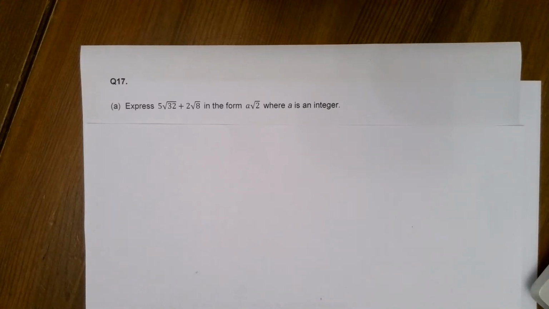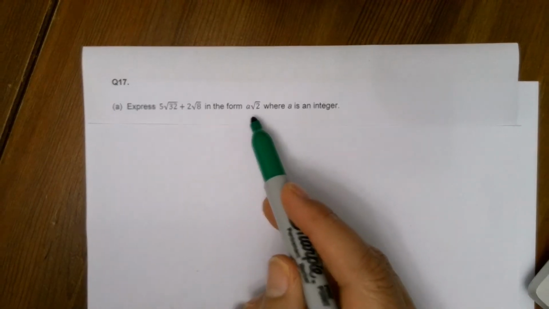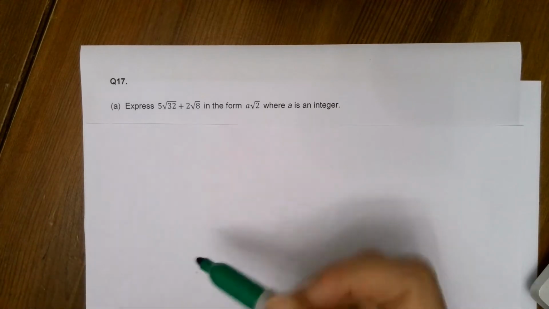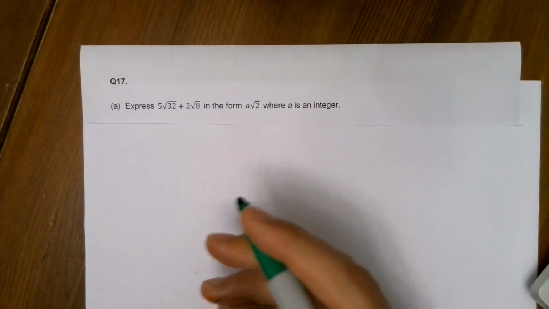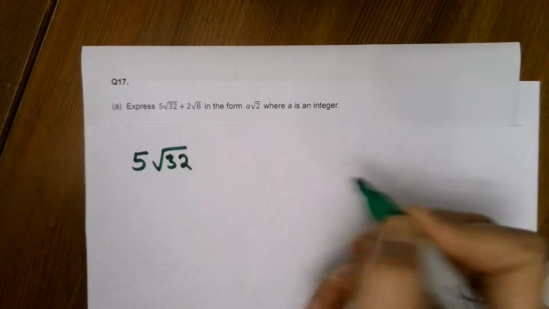So we're asked to put this expression into the form a root 2. So I want to change both of these square roots. I want to simplify them into root 2's. So the first one, 5 root 32.